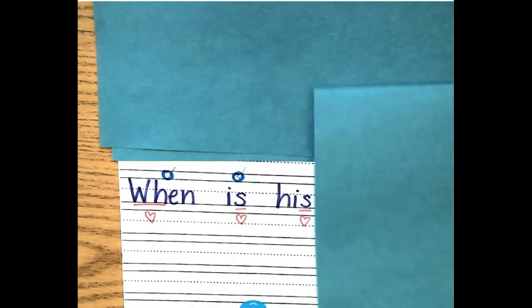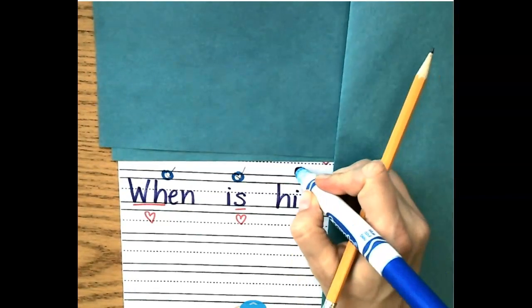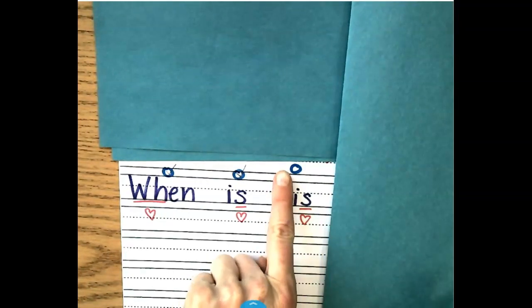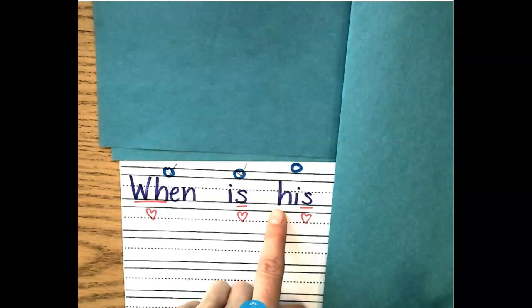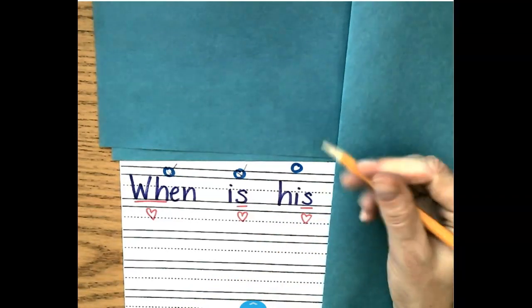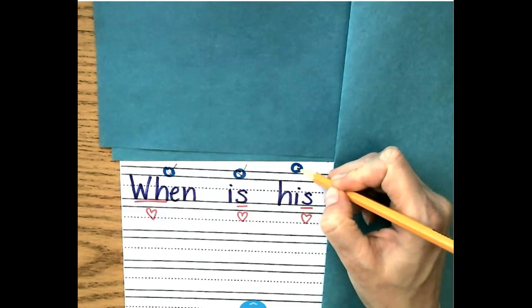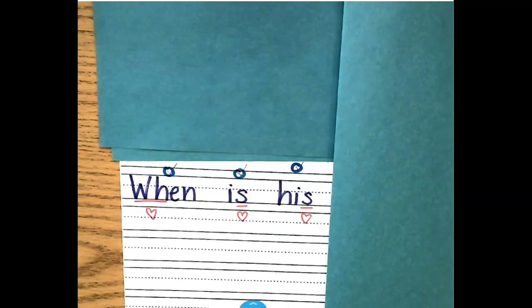When is his. His is almost the same word as is. If I cover up the H, I see is. His has an H in front of the word is. H-I-S. The S makes the Z sound, just like in is. His is. Put a check mark if you got it.